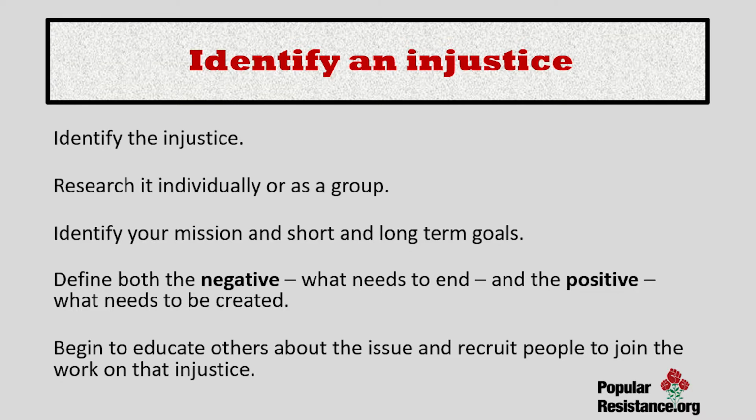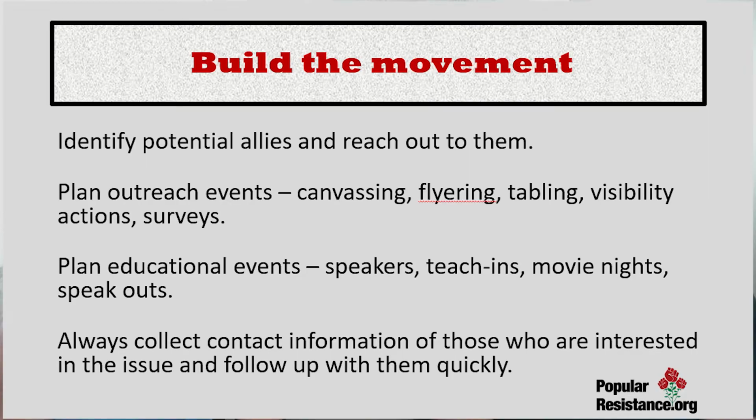And then you want to begin to educate yourselves, then you educate others, and you start to recruit people to get them involved to work on this injustice. Then, as you're trying to reach more people, you definitely want to identify who your allies are, people who would be similarly concerned about this issue, or people who are impacted by this issue. Then you want to reach out to them and say, hey, can we sit down and talk, or give them a call? I'm concerned about this. Are you aware of it? What are you doing about it? Would you like to work together?